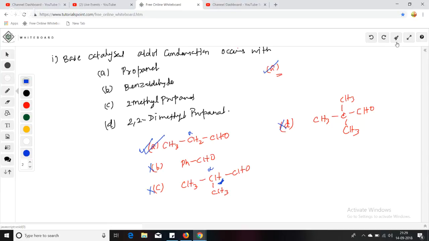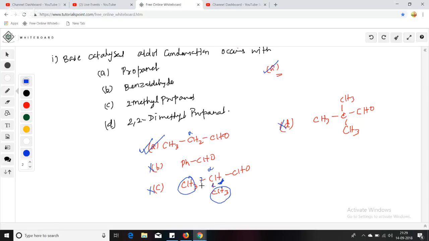Some books have given the explanation that this is because of the plus I nature of these two groups. The removal of this H plus is difficult over here. Because of the plus I effect, the H plus holds firmly with this carbon atom. That is also one of the reasons. But anyways, this does not show it. Any logic you apply, you'll get the same answer.